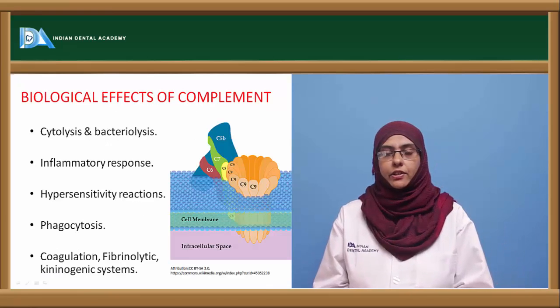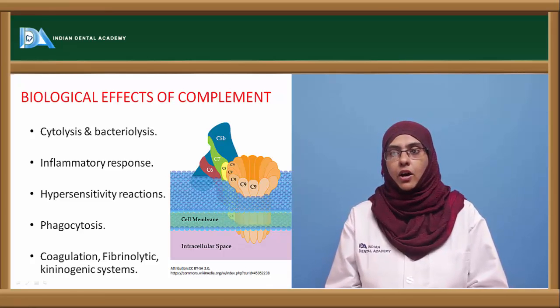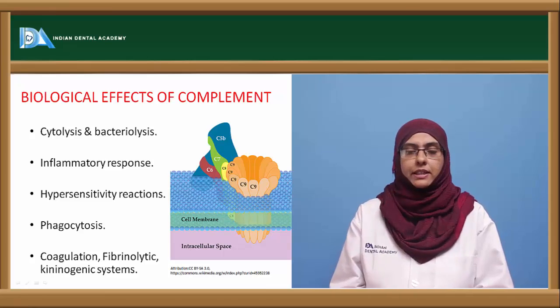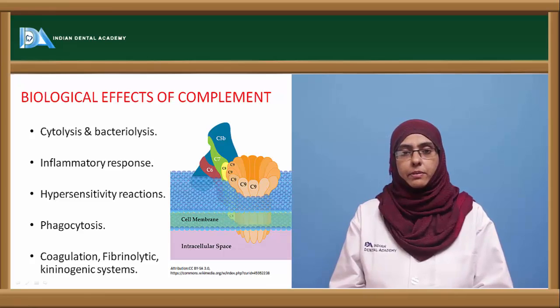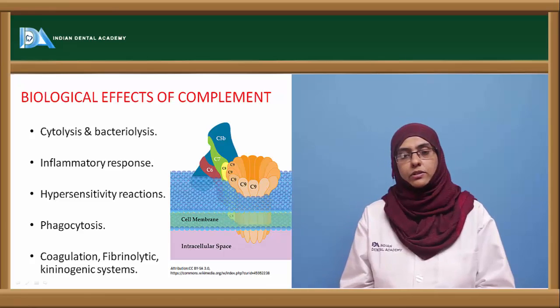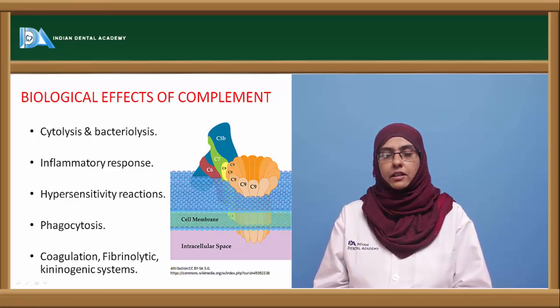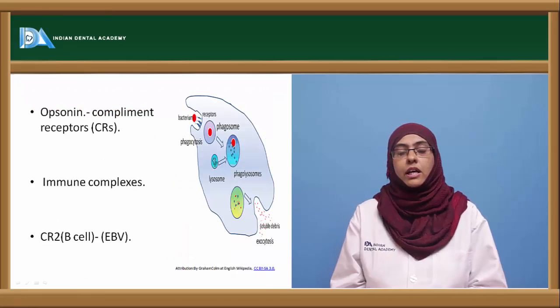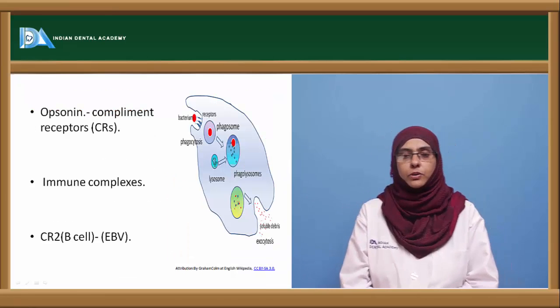So the biological effects of the complement system are that, apart from bringing about the lysis of the organism, that is the cytolysis or bacterial lysis, it also mediates other biological functions, such as enhancing the inflammatory response or hypersensitivity reaction because of the anaphylatoxins that are produced. It can enhance phagocytosis by activating the phagocytes, and it can combine with the coagulation, fibrinolytic or kininogenic system also. Now, the first important biological activity of this complement system is opsonization.